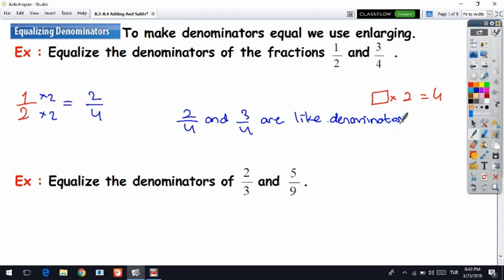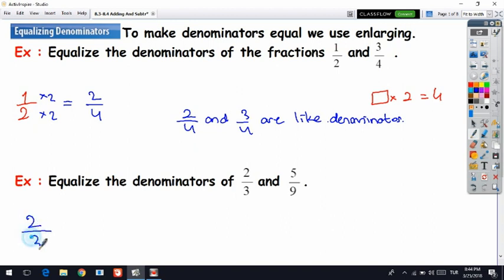Okay, we have another example to understand well. Equalize the denominators of 2 over 3 and 5 over 9. We have to equalize because these fractions have unlike denominators. If they have unlike denominators, we can change, transform, or convert them to like denominators. The most important thing to do first is to choose the fraction which has the smallest denominator, that is 2 over 3.